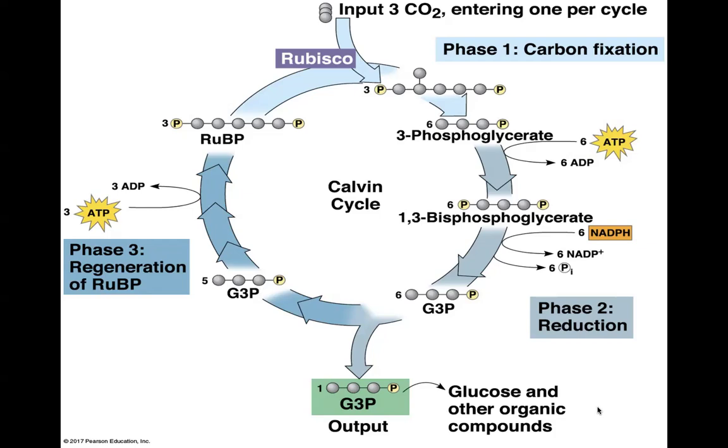Some of those will be precursors to various sugars, and some of those will enter into the regeneration phase, where we regenerate our 5-carbon molecule of RuBP. This utilizes that extra energy that is needed through electron cycling.